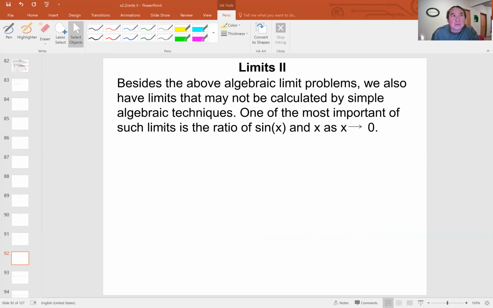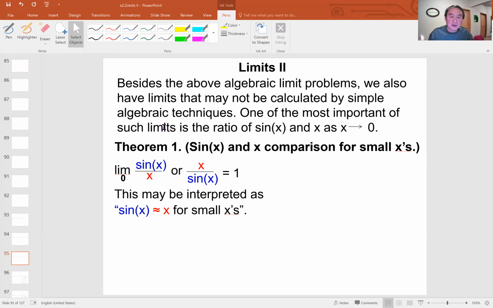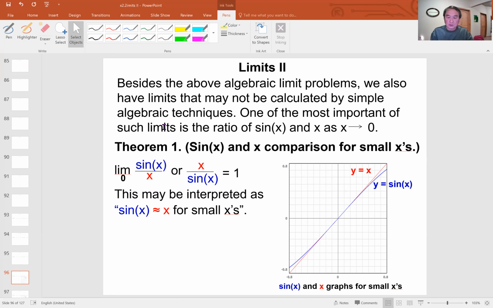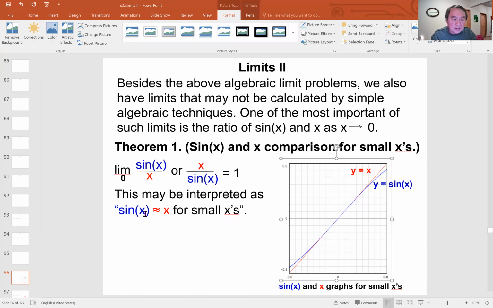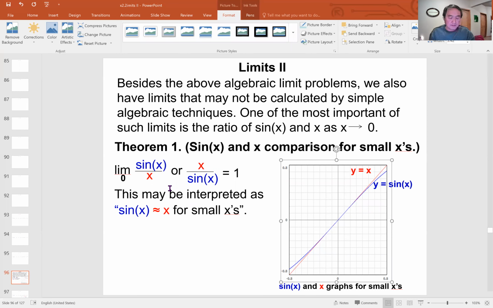Now, one of the most important limits that crosses from the algebraic family into the trig family is the limit as x goes to 0, comparing x versus sine of x. If I plot these 2 graphs on a calculator, notice between minus 0.8 and 0.8, I think these are in radians, in the middle over here, they're indistinguishable. In other words, for small x's, that means x close to 0, the value of sine x is roughly equal to x.